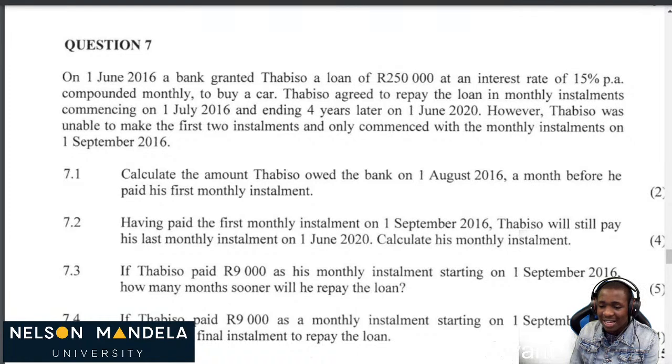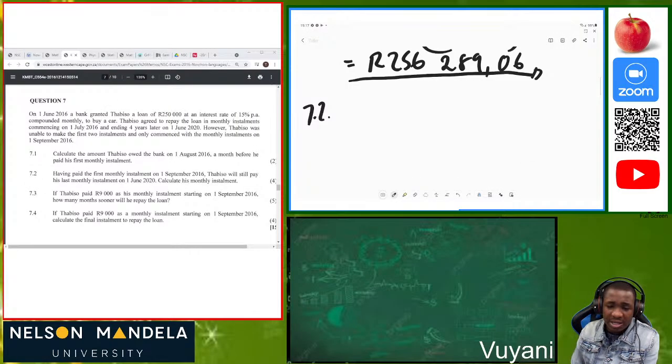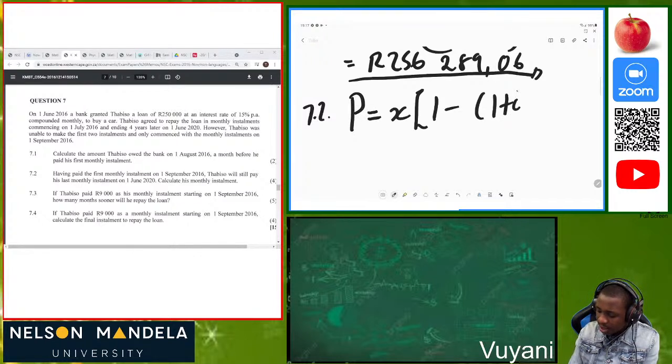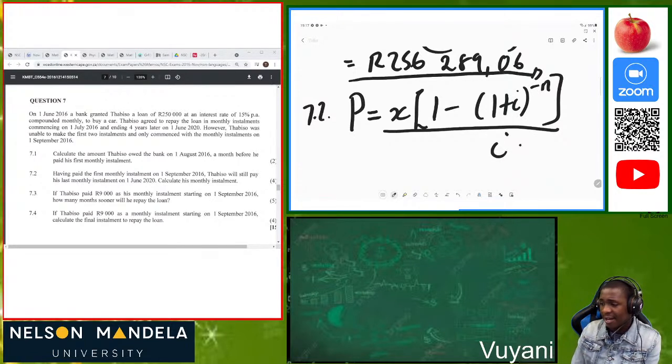Calculate his monthly installment. So how are we going to calculate the monthly installment? They've already told us that they want the value of X. We know that he was given a loan. So the moment we hear that he was given a loan, we know that we're going to use the present value formula, which says that P is equal to X (1 minus (1 plus i) to the power negative n) divided by i.